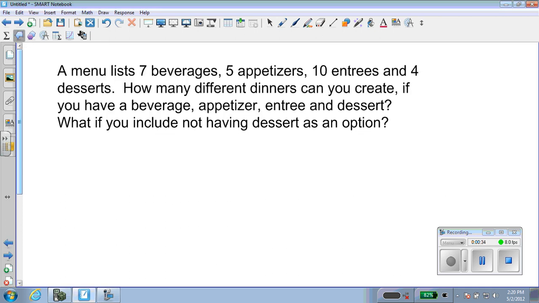Okay, a menu lists 7 beverages, 5 appetizers, 10 entrees, and 4 desserts. How many different dinners can you create if you have a beverage, appetizer, entree, and dessert? And then we'll ask a follow-up question afterwards. So, we're choosing a beverage, appetizer, entree, and dessert. That would be 4 lines.